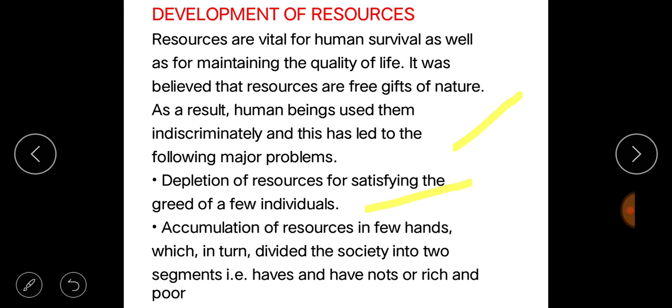There is accumulation of resources in a few hands. In a capitalist society, you can see in history, money is accumulated in only a few hands. That is concentration of the economy, concentration of power. The accumulation of money, which is accumulation of resources in few hands, creates a division in society: rich and poor, haves and have-nots.